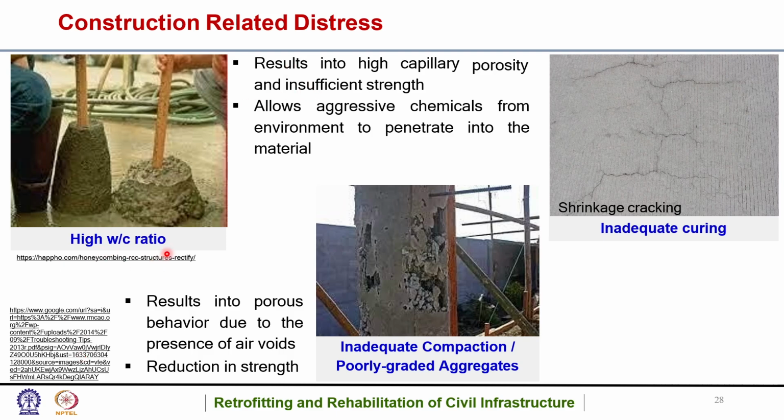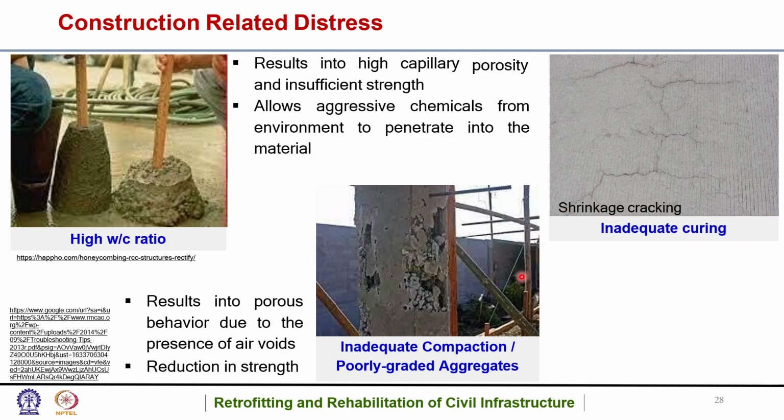So a higher water cement ratio results in high capillary porosity and insufficient strength. It allows aggressive chemicals from the environment to penetrate into the material, which will result in corrosion. This is one of the reasons for construction related distress. Second can be inadequate compaction or poorly graded aggregates, as can be seen from the figure. That can result in porous behavior due to the presence of air voids, and it can also result in reduction of strength. Thirdly, a third factor can be inadequate curing.